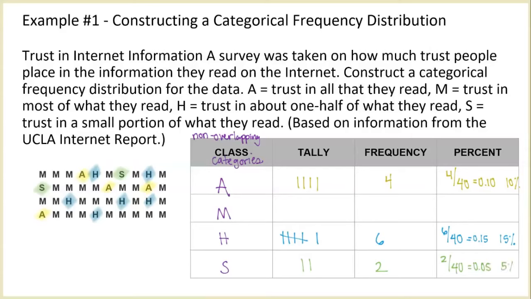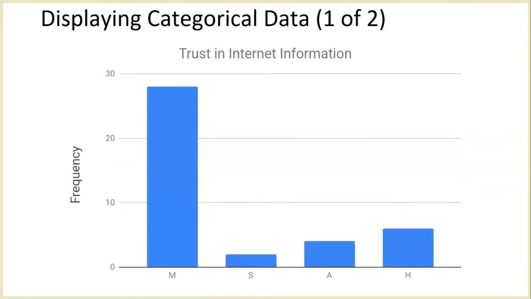To quickly find the M's wouldn't be difficult because the M's are what's left. I found that by subtracting 12 from 40, and that gave me 28 out of 40, which is 70% of the data. And we would like to make sure that we have 100% represented here. So 10 and 70 is 80, and then 15 and 5 is 100. So we have 100% of the data represented here.